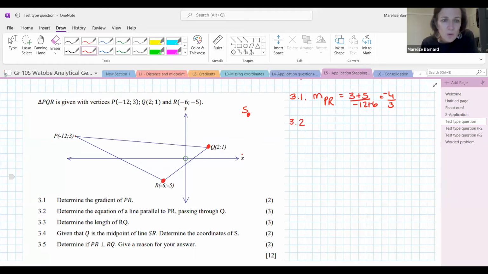Okay, determine the equation of a line parallel to PR passing through Q. Who's got that equation for me? Pop it in the chat. Tiamu says -4/3x plus 11/3. We just need an x there after the -4/3. Anyone else?